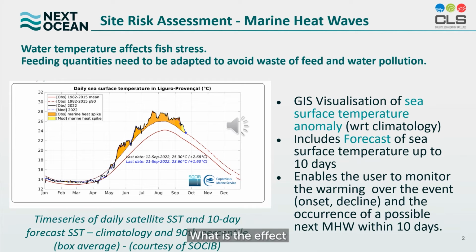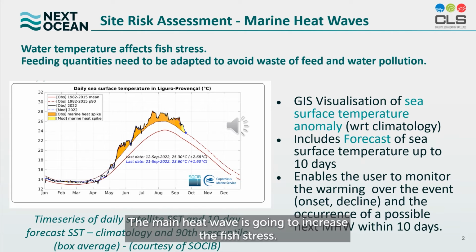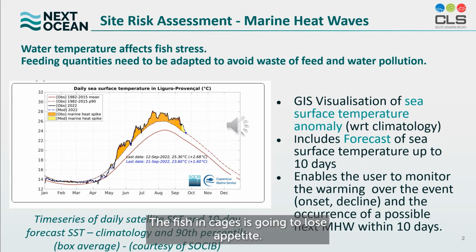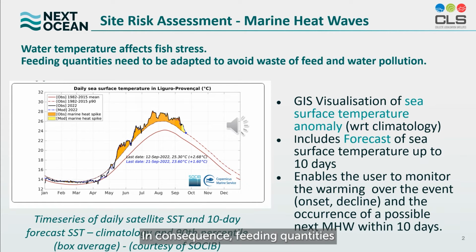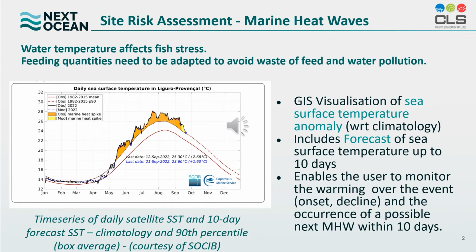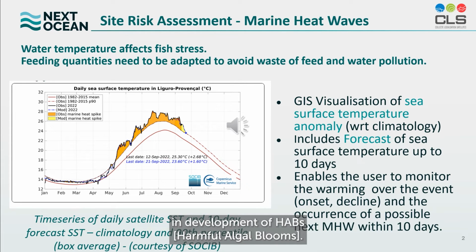What is the effect of the marine heatwave in aquaculture? The marine heatwave is going to increase the fish stress. The fish in cages is going to lose appetite. In consequence, feeding quantities need to be adapted to avoid waste of feed, which is expensive, and also to avoid water pollution. This water pollution may result in development of HABs.